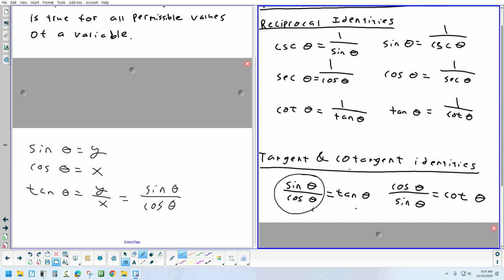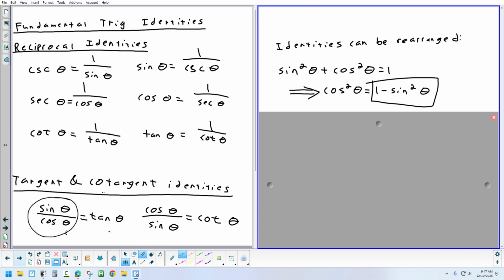So when we're working with identities, we're getting away from numbers. We're not actually thinking about plugging in a specific value for theta and trying to figure something out. We're looking at something that just has trig in it and trying to make that look simpler. That's the goal.